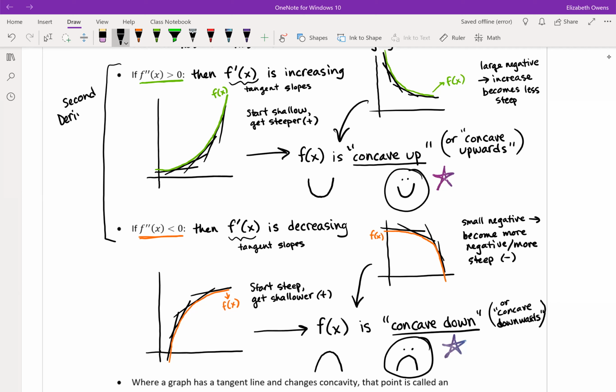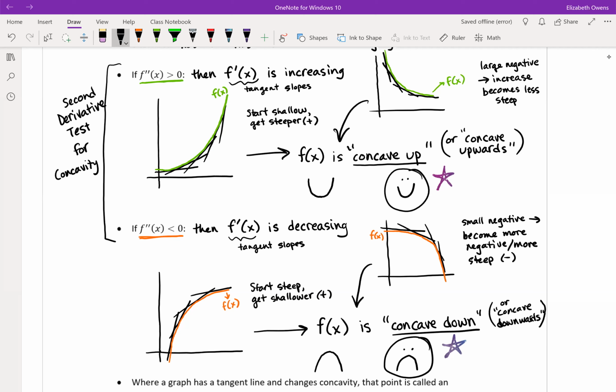Second derivative test for concavity. Okay, just like we had a first derivative test showing us where the function was increasing and decreasing, we have a second derivative test here for concavity, showing us where a function is concave up and where it's concave down.